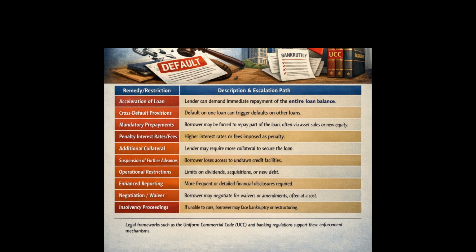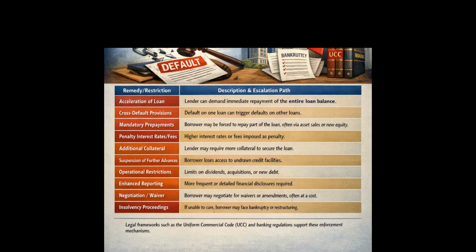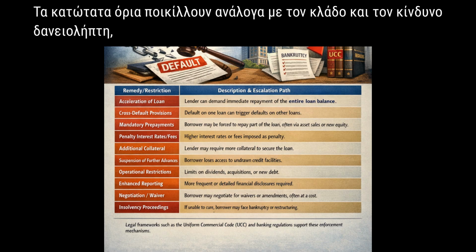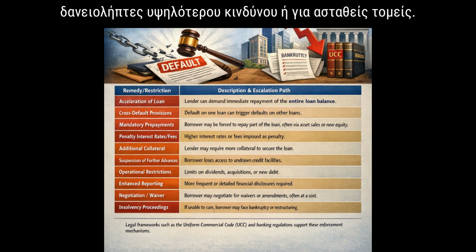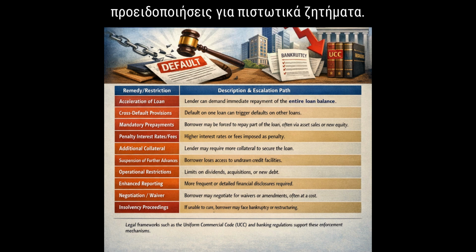Interest coverage ratio, ensures earnings cover interest payments, 2.0x, 4.0x. Debt service coverage ratio, confirms ability to meet all debt obligations, 1.2x, 1.5x. Thresholds vary by industry and borrower risk, with tighter limits for riskier borrowers or volatile sectors. These metrics promote financial discipline and provide early warnings of credit issues.